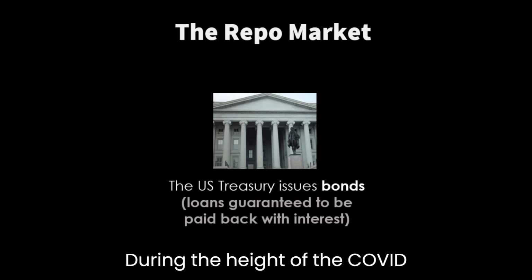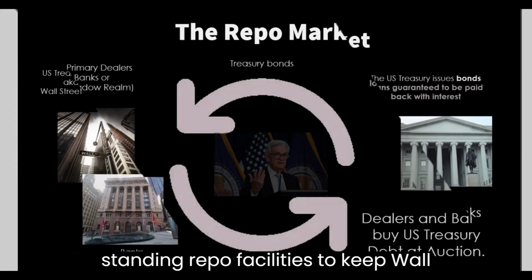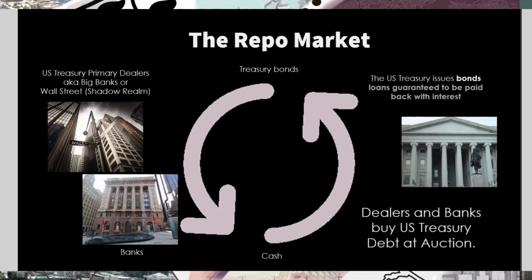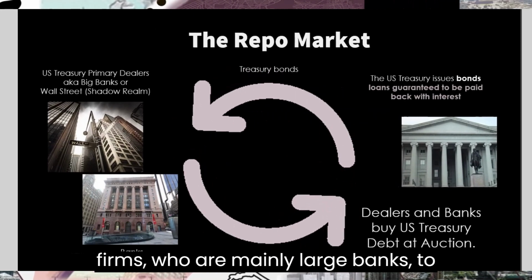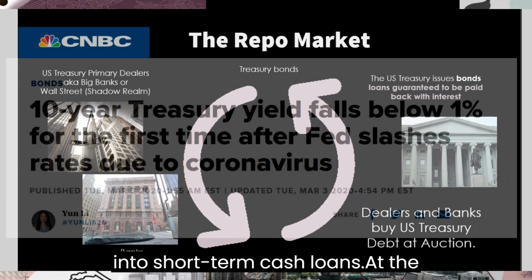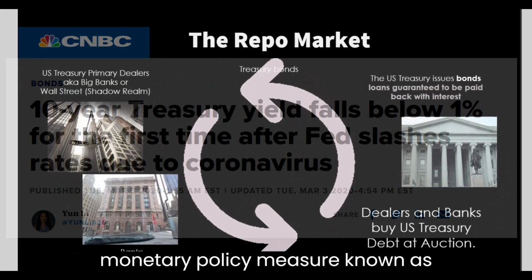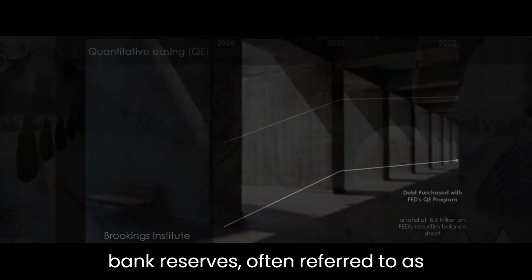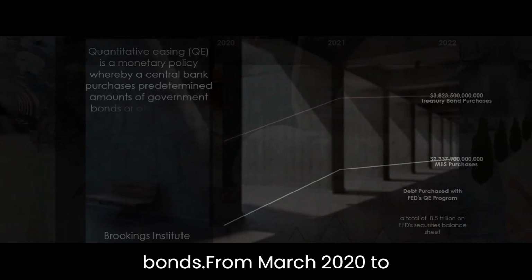During the height of the COVID recession, the Federal Reserve created permanent domestic and international standing repo facilities to keep Wall Street and the broader economy operating. These repo facilities allow eligible firms, who are mainly large banks, to quickly convert their treasury bonds into short-term cash loans. At the same time, the Fed implemented another monetary policy measure known as quantitative easing, the creation of new bank reserves, often referred to as printing money, to purchase government bonds.